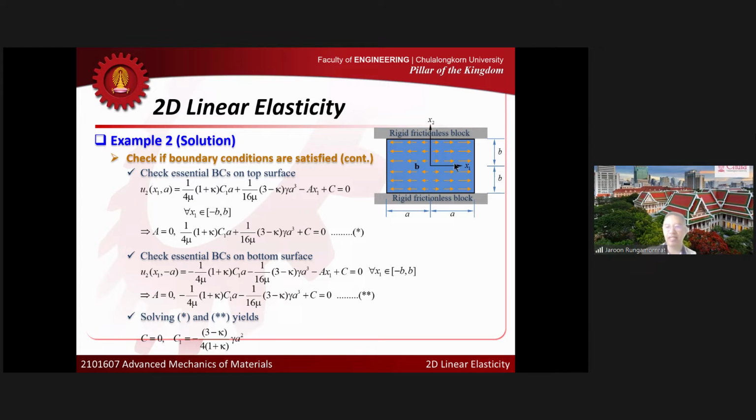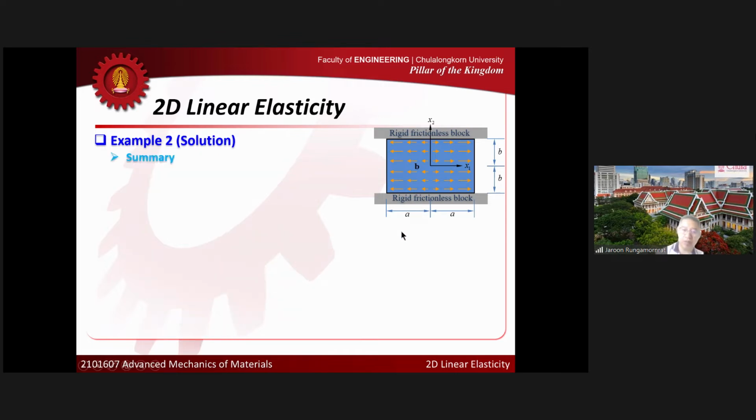That is consistent with the constant B that you cannot determine from the conditions that we have here, right? So the constant B cannot be determined. Or you can say that the displacement is non-unique for this problem. So this is a summary.